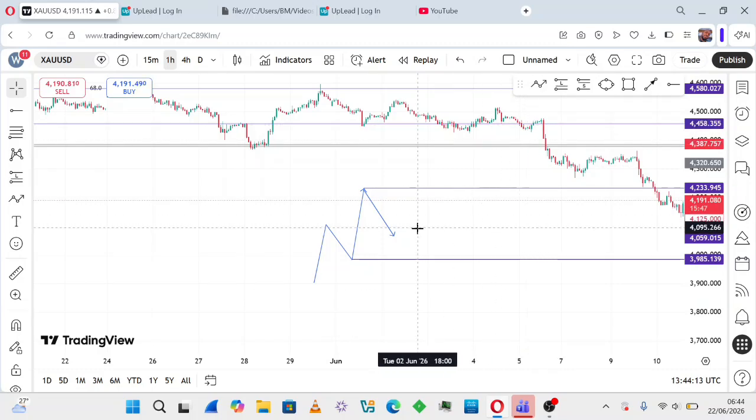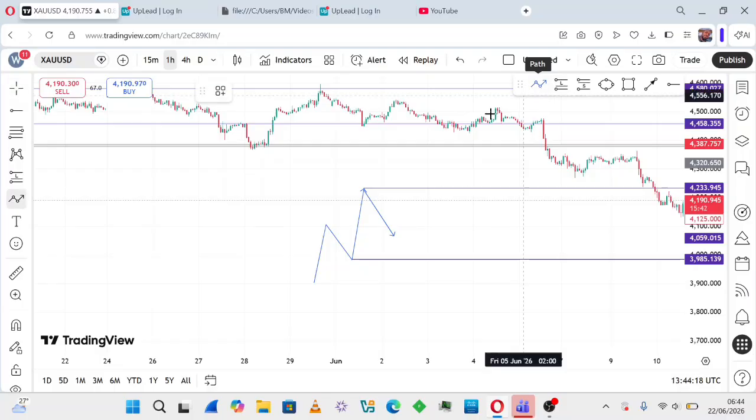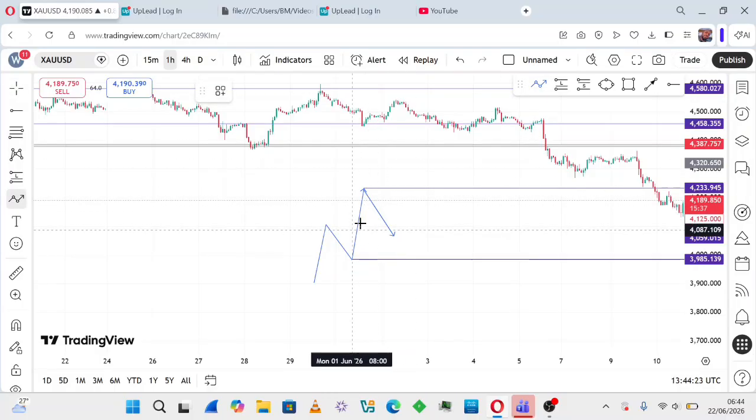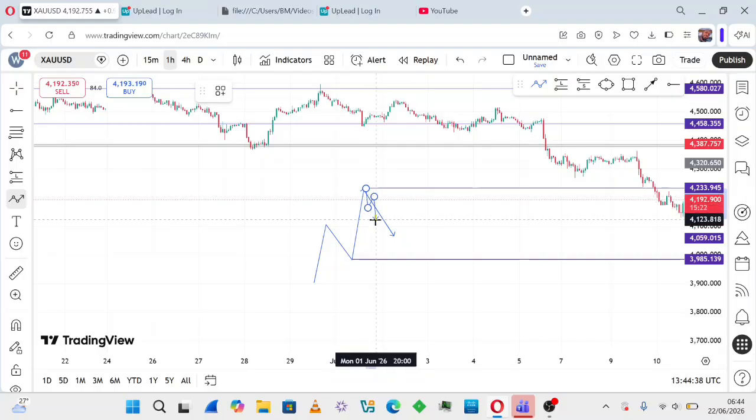Now, how would you be able to buy in this type of market condition? What you should do is go to the smaller time frame. Let's just say that this is the 4 hours time frame. You go to the 15 minutes time frame or 1 hour time frame. All you need to see is a movement like this on the 1 hour time frame. You need to see consecutive lower low, lower high, lower low, lower high, lower low, lower high.